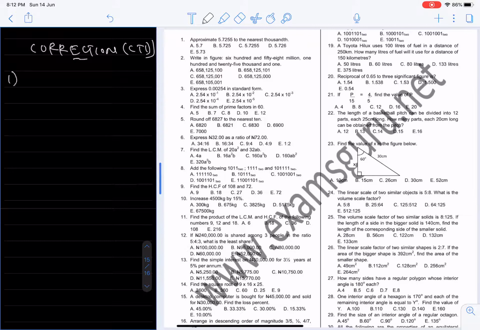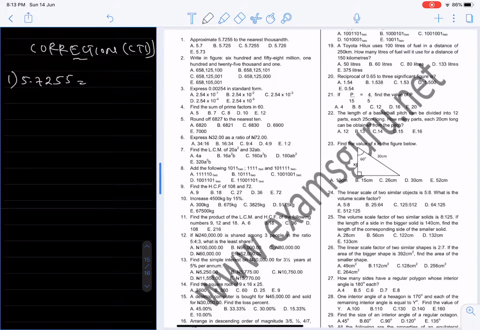Now number 1. Approximate 5.7255 to the nearest thousandth. I'm sure you can see the questions on the right, and I'm solving them on the small page on the left. Mind you, thousandth with it ending in TH.